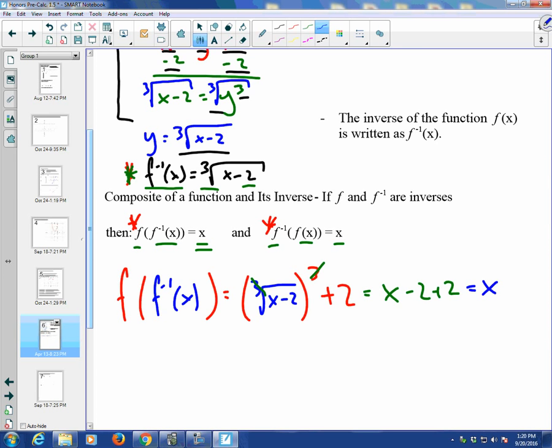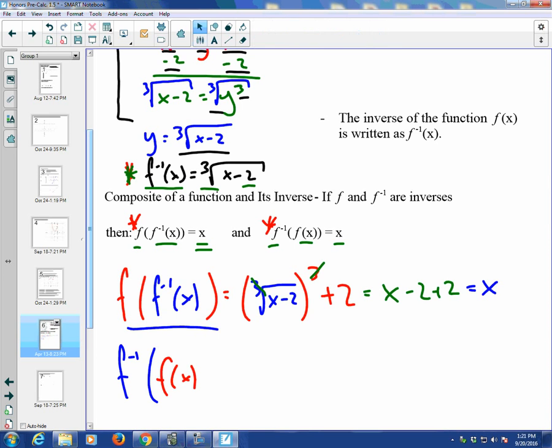So right here, we've shown it in one direction, and now we want to show it in the other direction. So your job is to go ahead and show that when we plug in f of x into f inverse, I'm going to do this in red so it looks neat, that we will in fact get just x as the output. So I'm going to pause the video now and let you guys give this one a shot.